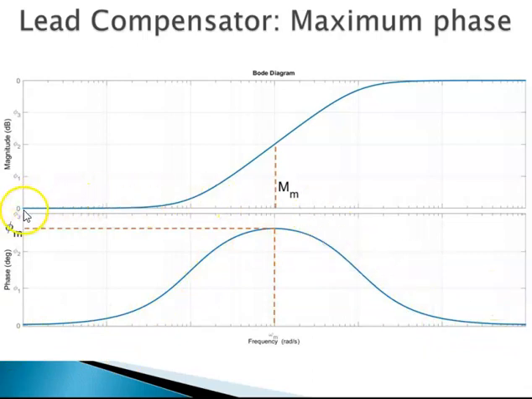Also you see that the magnitude is virtually zero at all low frequencies, and reaches a maximum at high frequencies. So you may call it a high pass filter. Note carefully that when omega is omega m, the phase is phi subscript m, and there is a corresponding magnitude M subscript m.